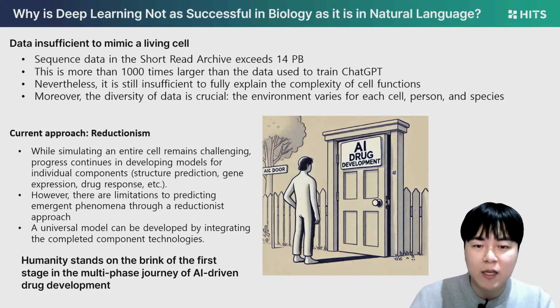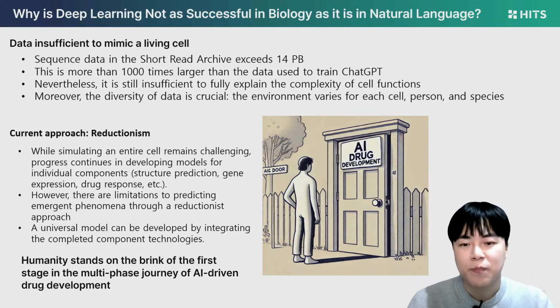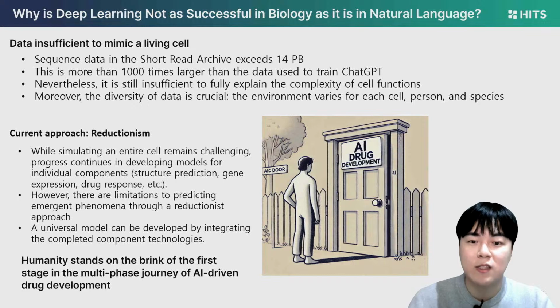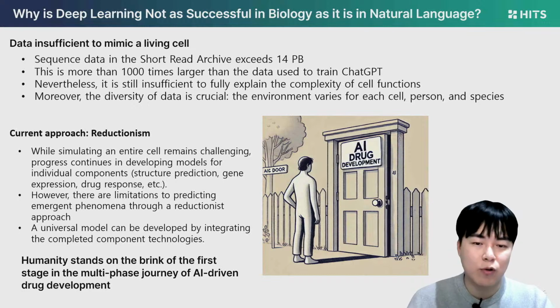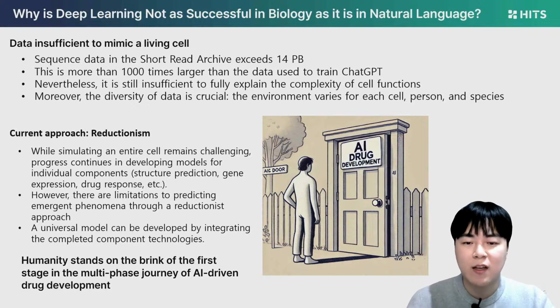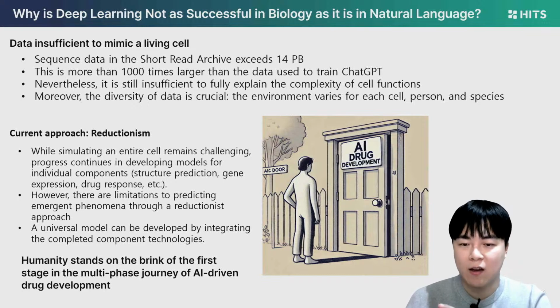And this is because cells are much more complex than natural language. Cell-to-cell interactions are very diverse and they differ for each person or species. As biosystems deal with such diverse and complex data, there are limitations in considering all of this. And to solve this problem, we are currently taking an approach called reductionism. That is, rather than simulating the entire cell, we distinguish each element and try to predict by understanding each element.